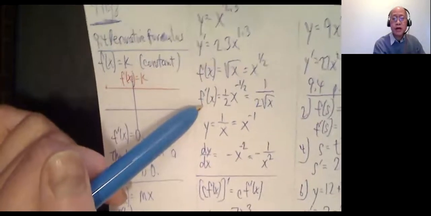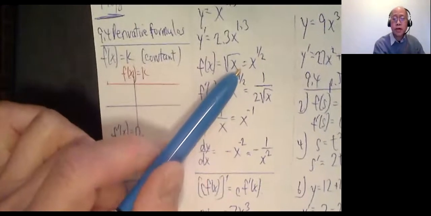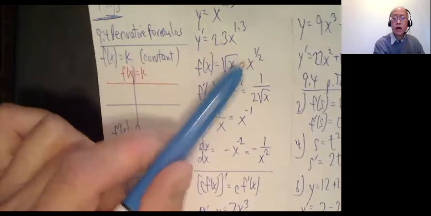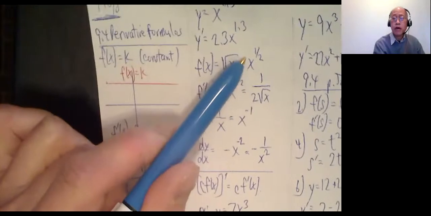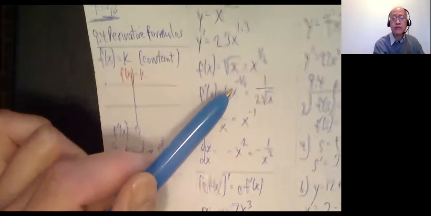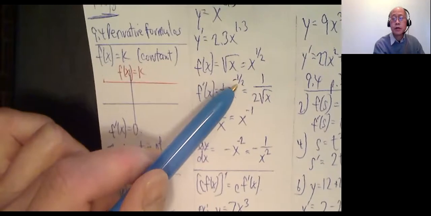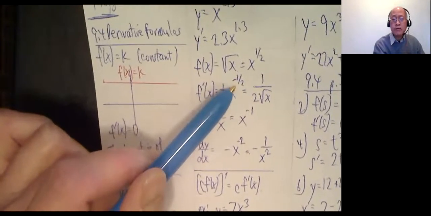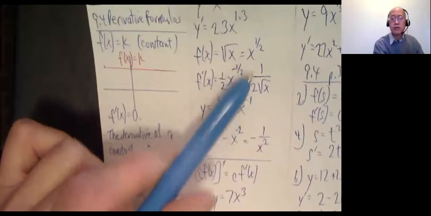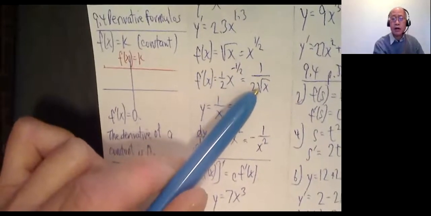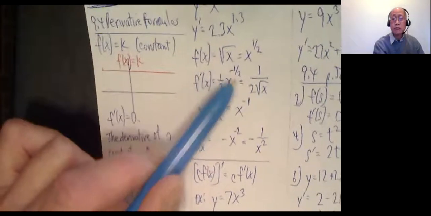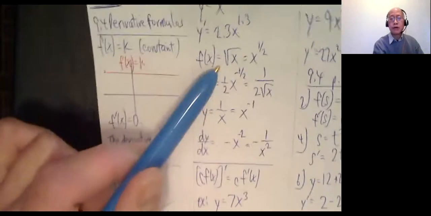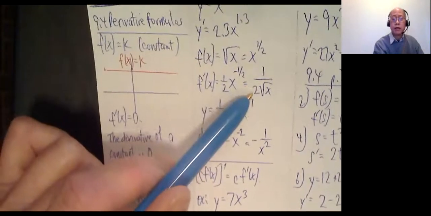Okay, so f prime of x, 1/2 comes down. 1/2, x to the 1/2 minus 1. 1/2 subtract 1 is negative 1/2. And then clean it up. The negative means put it in the denominator, and the 1/2 means square root. So the best way to write the final answer is 1 over 2 radical x. Okay, so the derivative of square root of x is 1 over 2 radical x.